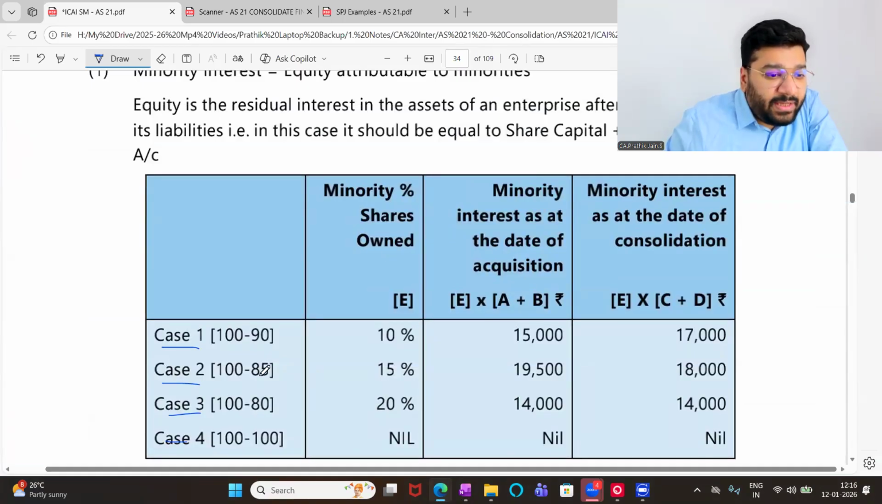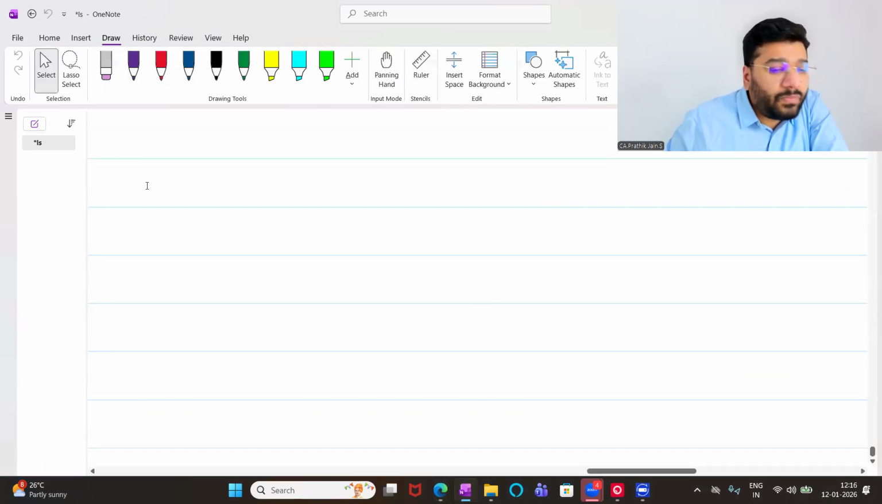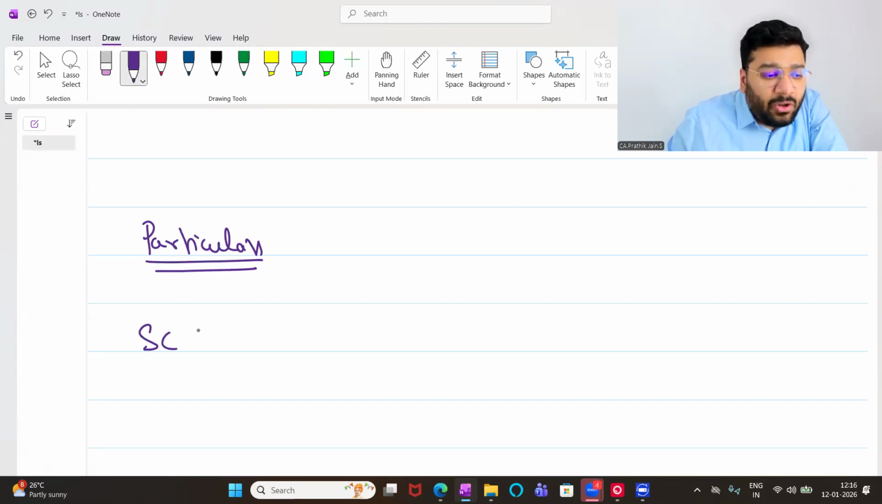Case 1, case 2, case 3, case 4. Minority interest as of the date of acquisition is given. We'll do one thing. How do we do working note 3, minority interest? What is the format? Particulars. Just below that, what comes? Share capital on date of acquisition. Then add, not less. Plus.